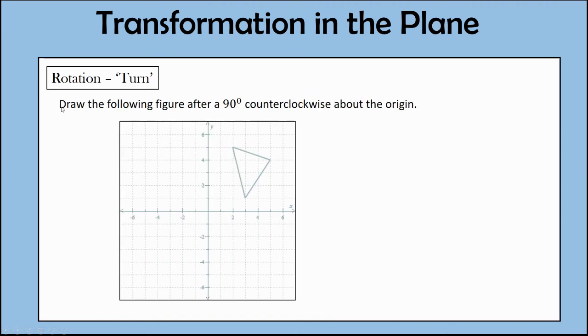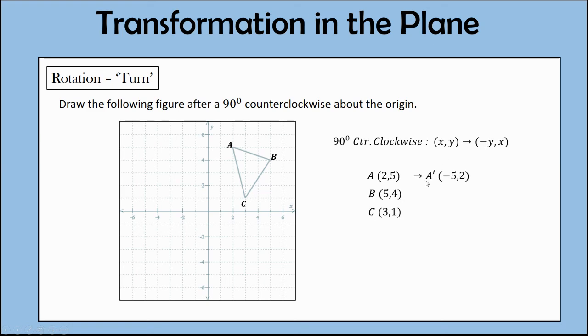Okay. Last example. Let's draw this figure 90 degrees counterclockwise around the origin. Okay. So take out your rule. 90 degrees counterclockwise. There's the rule. Okay. Label your points A, B, and C. A is at 2, 5. B is at 5, 4. C is at 3, 1. Apply the rule. A prime is now at -5, 2. B prime is now at -4, 5. C prime is at -1, 3.